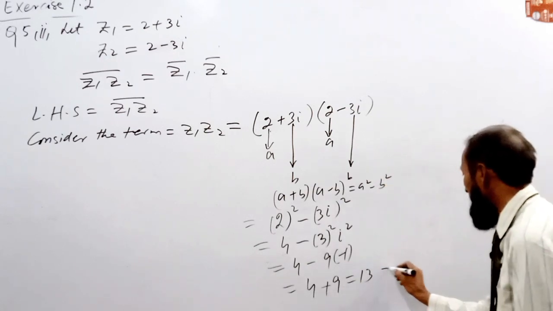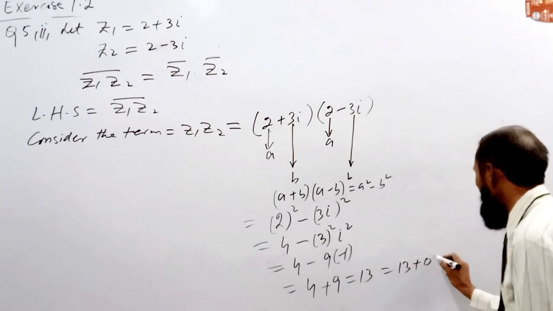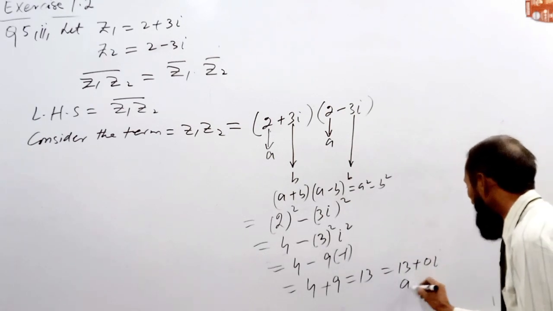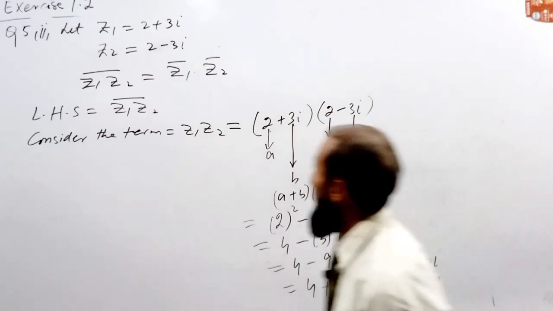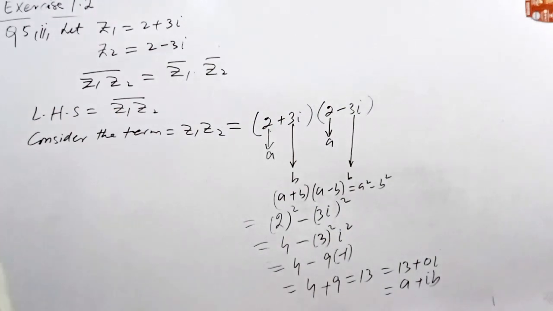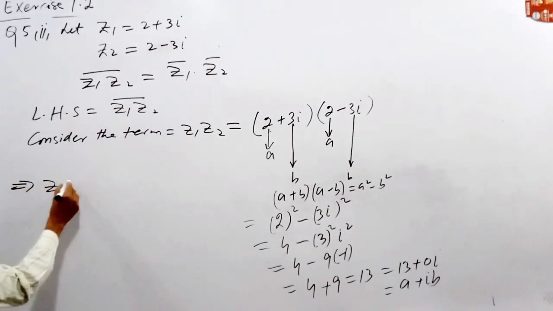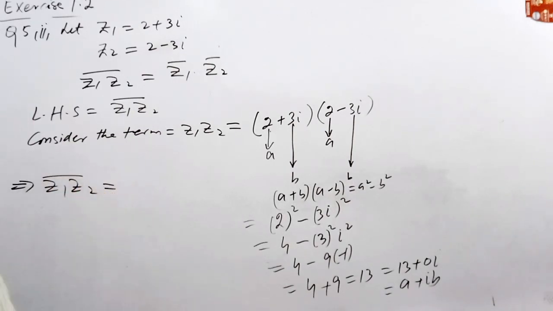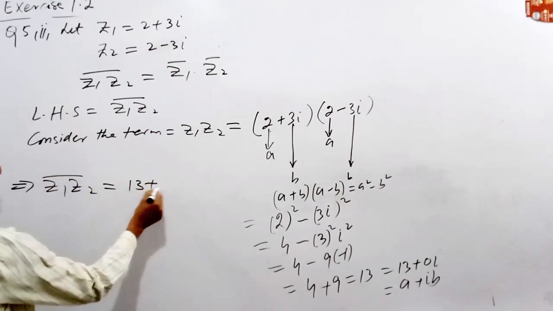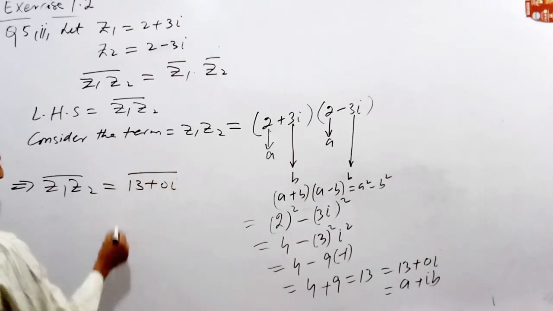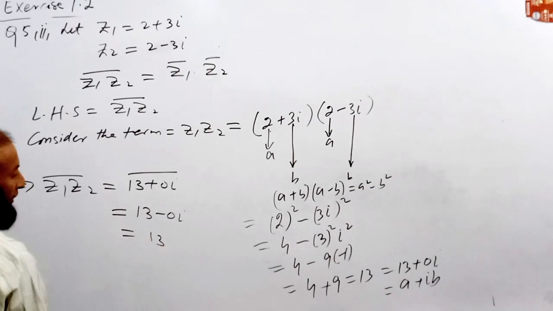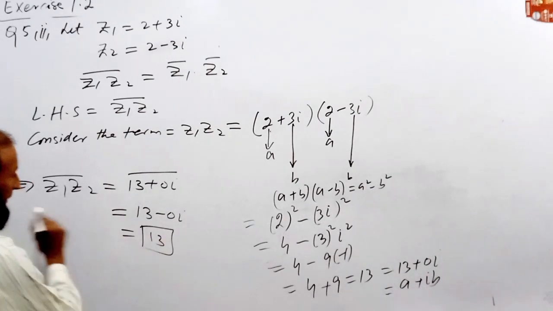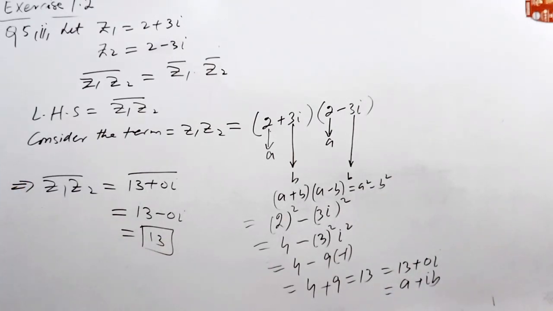The result is 13. That means we can write 13 plus 0 iota in the form of a plus iota b. Now we take the conjugate of this: the conjugate of z1 z2 is 13 plus 0 iota, so the conjugate is 13 minus 0 iota, which means we get 13. So the result of the left hand side is equal to 13.